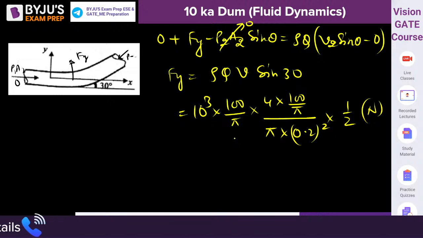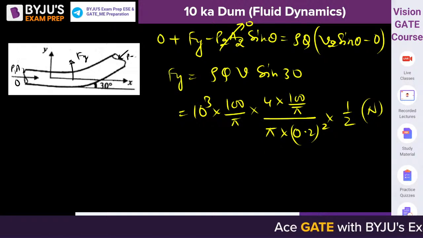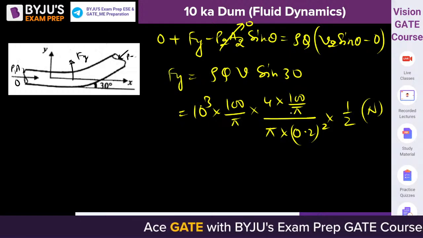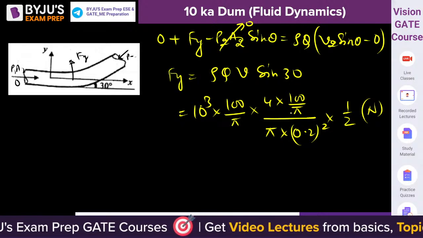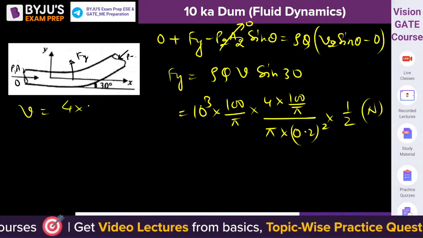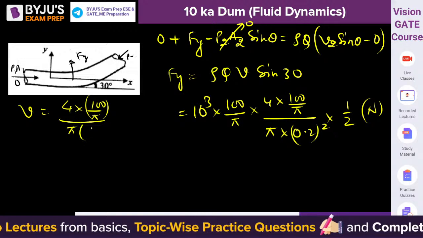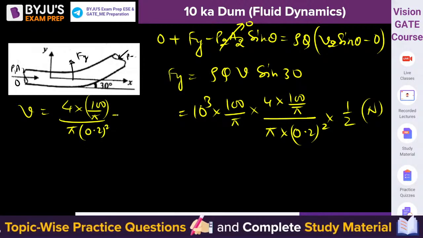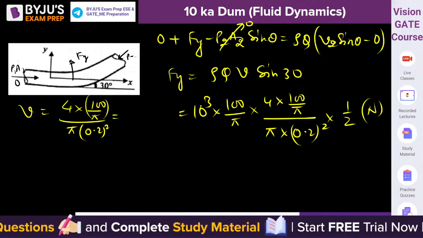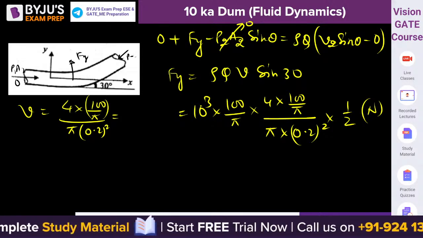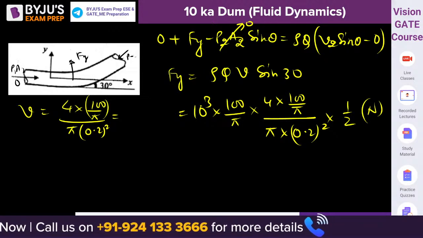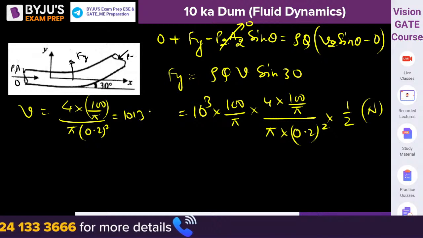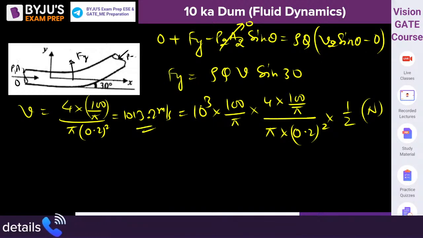Can you guys solve it? This pi will get cancelled out. Sorry, this will not get cancelled out. It will become pi square, so there will be 1 pi only. What is the answer? Or better, you should find out the value of V. 4 into 100 by pi upon pi into d square. What is the value of velocity? If you find out the velocity, then it would be better. 400 divided by pi square, divided by 0.2 square. So the velocity is 1013.2 meter per second, isn't it?